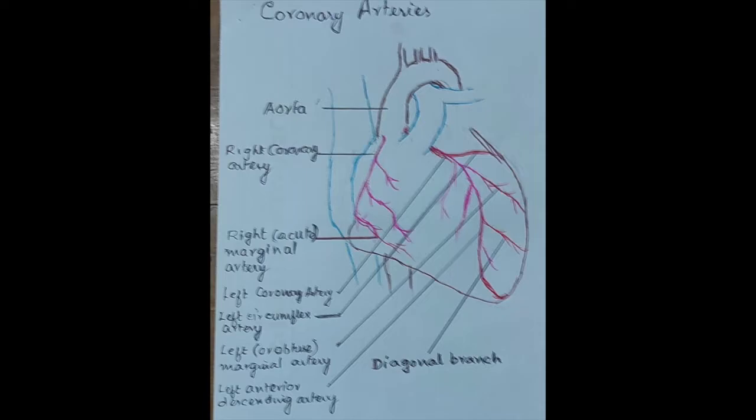Shown here is the diagram of coronary circulation which supplies the heart. From the aorta, the right and the left coronary arteries arise. The RCA, that is the right coronary artery, supplies the right side of the heart, and the LCA, that is the left coronary artery, supplies the left side of the heart. The left coronary artery has an anterior descending artery and the left circumflex artery. More details follow.